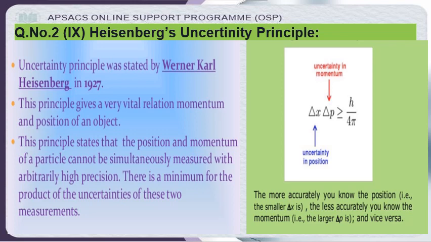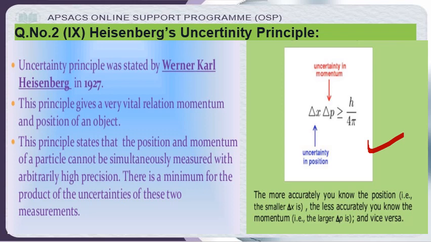Meaning, you cannot say exactly that the particle is present here and this is its momentum. So there is a minimum for the product of the uncertainties of these two measurements. Here is the formula for Heisenberg's uncertainty principle: delta x, which represents the uncertainty in position, multiplied by delta p, the uncertainty in momentum, is greater than or equal to h over 4 pi.